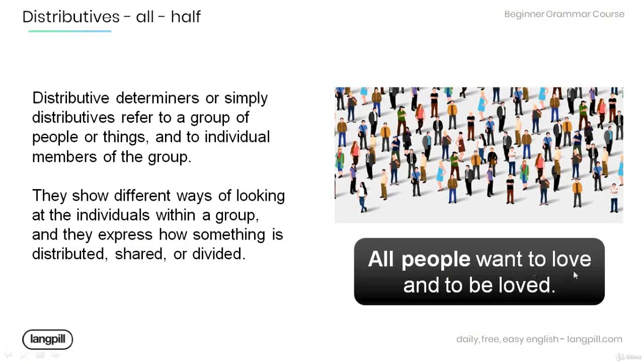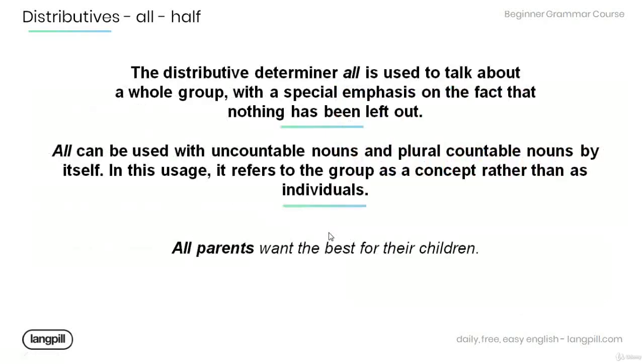Now let's have a look at the example over here. All people want to love and to be loved. The distributive all refers to people, and it tells us how many people want to love and how many want to be loved. Note that the distributive determiner all is used to talk about a whole group, with a special emphasis on the fact that nothing has been left out.